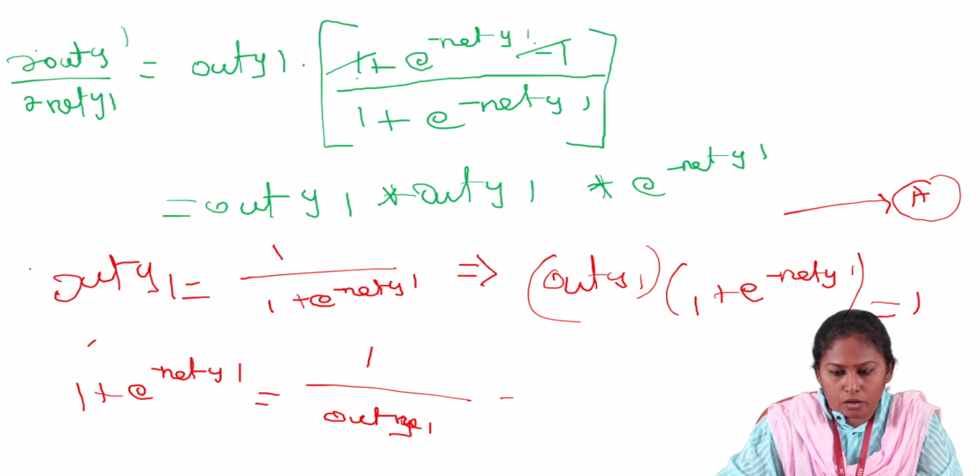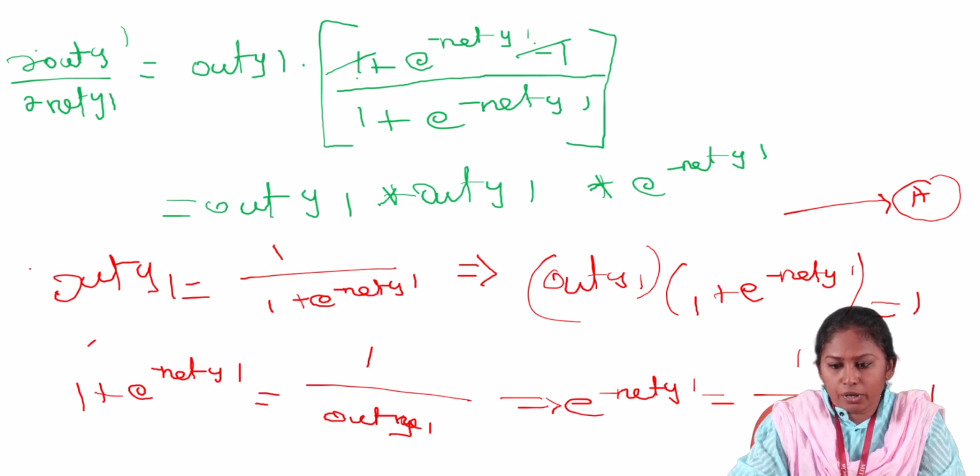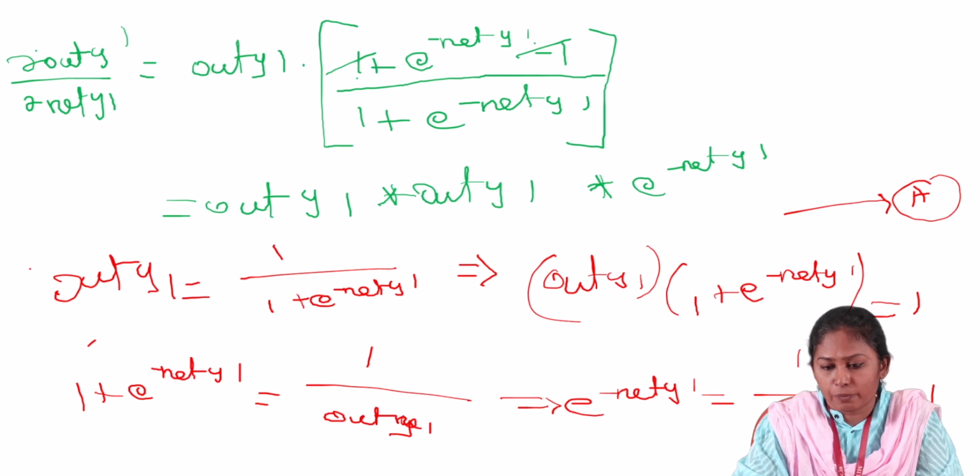Okay. Again, I can write it as e to the power minus net y1 is equal to 1 divided by out y1 minus 1. Now remember, in this equation A, we have calculated out y1. These values are calculated in the forward pass itself. E to the power net y1, here I am going to substitute with 1 divided by out y1 minus 1. Or again, I can still simplify this and substitute it in equation 1.